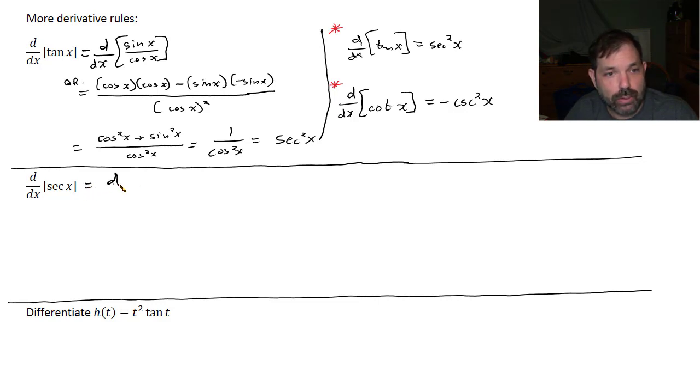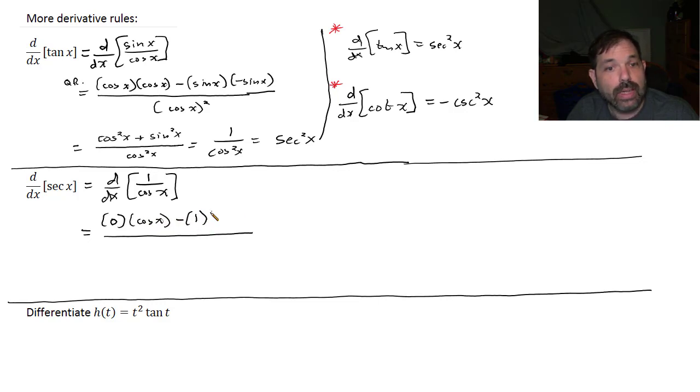Recalling that the secant function is equivalent to the reciprocal of the cosine function, secant x is 1 over cosine x. Applying the quotient rule, that would give us: differentiating the top, 0, leaving the bottom alone, cosine x, minus, leaving the top alone, 1, differentiating the bottom, negative sine x, divided by cosine x squared.